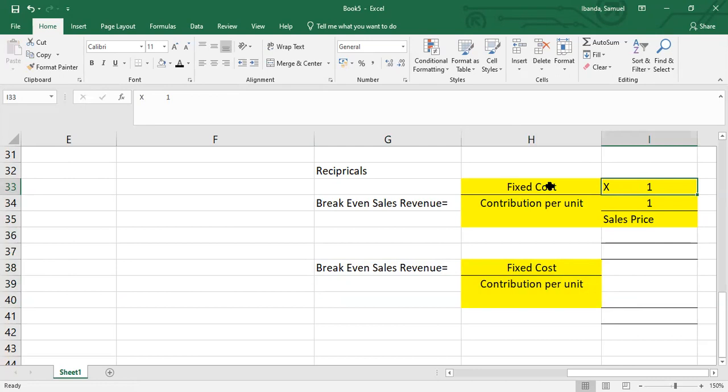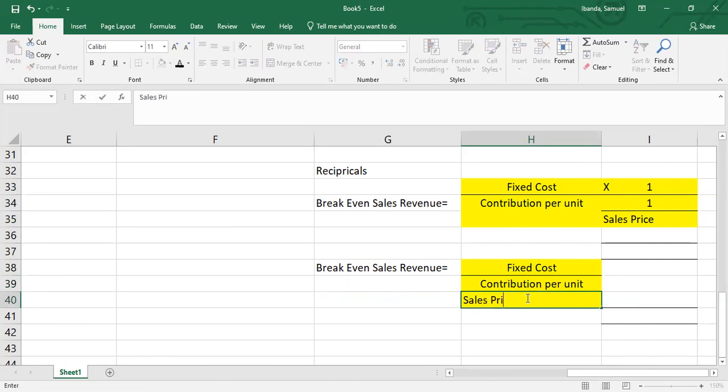Okay, when you multiply fixed cost times 1, you get the same fixed cost. Anything multiplied by 1 gets that. But when you multiply contribution per unit times 1 over sales price, it is the same thing as contribution divided by sales price. So here we have fixed cost divided by contribution per unit divided by sales price. You get it.